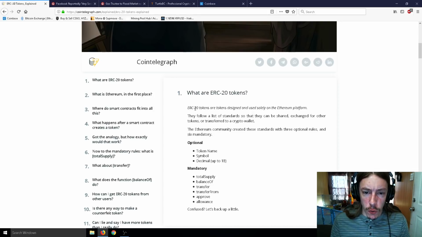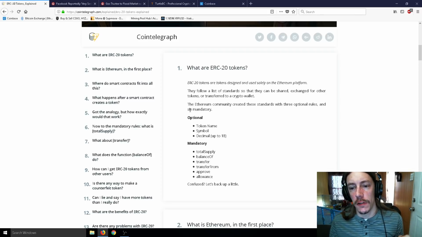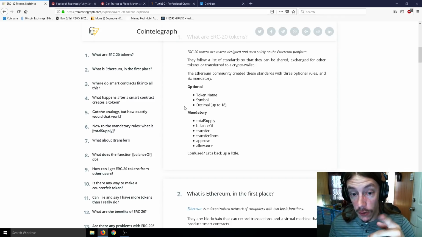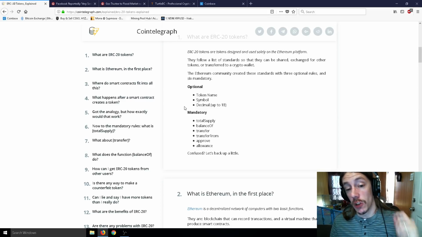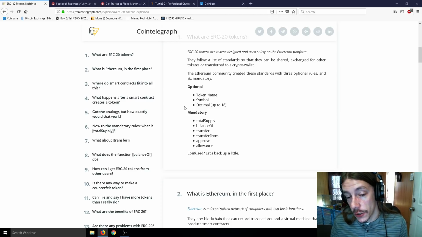So what are ERC-20 tokens? ERC-20 tokens are designed and used solely on the Ethereum platform. They follow a list of standards so that they can be shared, exchanged for other tokens, or transferred to a crypto wallet. The Ethereum community created these standards with 3 optional rules and 6 mandatory rules. The 3 optional rules are the token name, the symbol, and the decimal. And the mandatory rules are total supply, balance of, transfer from, approve, and allowance.